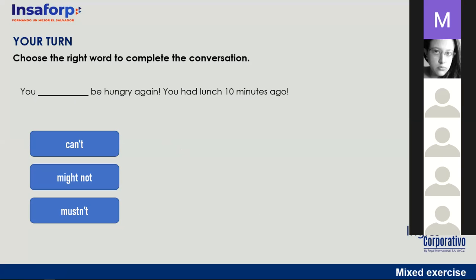You can't be hungry again. You had lunch 10 minutes ago. You can't be hungry again. That's right. You had lunch 10 minutes ago, so it's impossible. Very good. Thank you, Imelda.